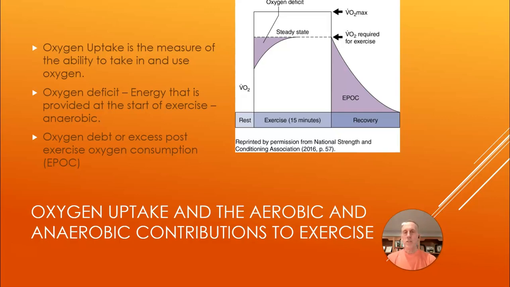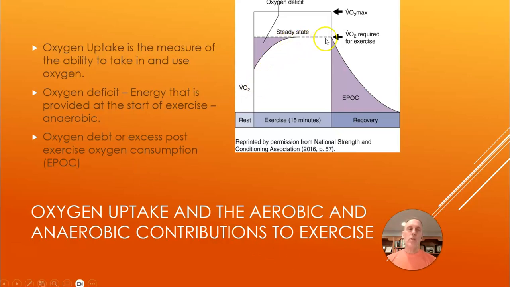With oxygen deficit, the energy that is provided at the start of exercise is anaerobic. And so there's an oxygen deficit. We know this because, as we talked about, the oxidative system isn't called to action right away. Even when a person is running a distance race, what is first brought into play is the phosphagen system. That system is called to action and it's anaerobic in nature.